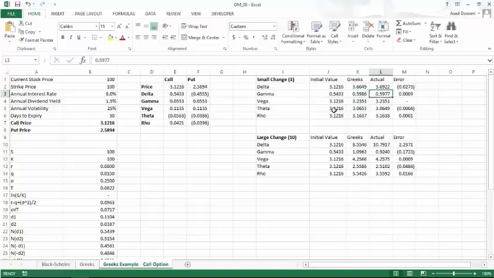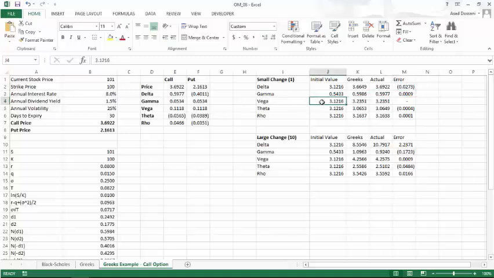Now what's the actual change when the stock price goes up by 1? So I can put this in here. The delta actually goes up to 0.5977, so that's the new actual delta, and this is the difference between the two. So it's pretty small. Okay, so you can see that in that sense it's a good approximation.